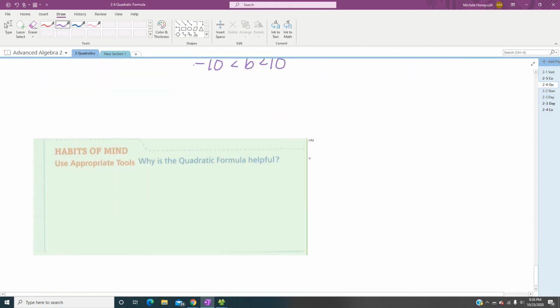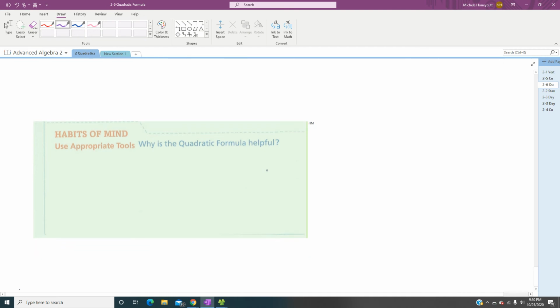So why is the quadratic formula helpful? It's helpful because we can solve quadratic equations without having to complete the square. It works all the time. It's just a lot of steps to do. But we can also use it to tell you how many and what type of solutions we'll have.